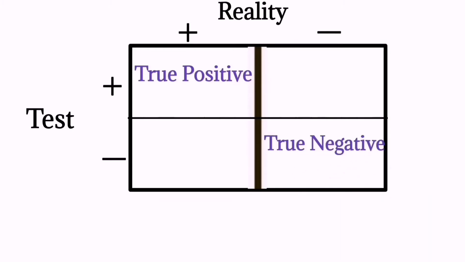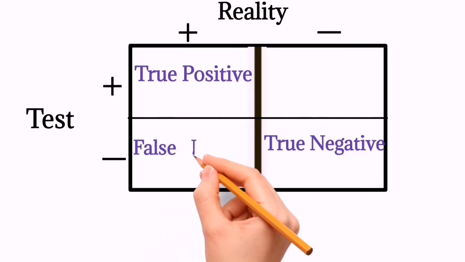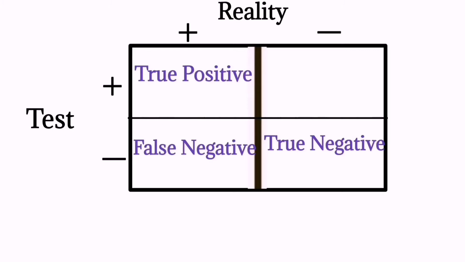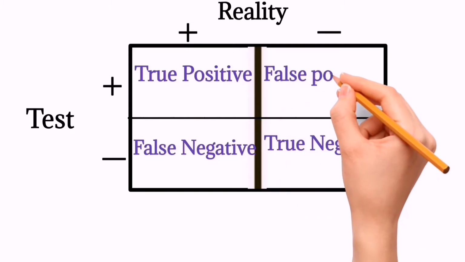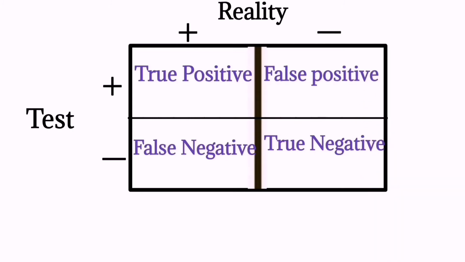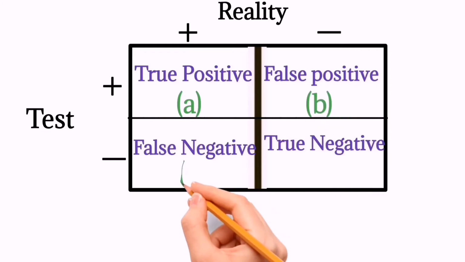When reality is positive and you perform the test and it comes out to be negative, that is reality is positive, test is negative, this is false negative. When reality is negative and you perform the test and the test comes out to be positive, that is reality negative, test positive, this is false positive. For the purpose of simplification, fill the table with alphabets A, B, C, D.